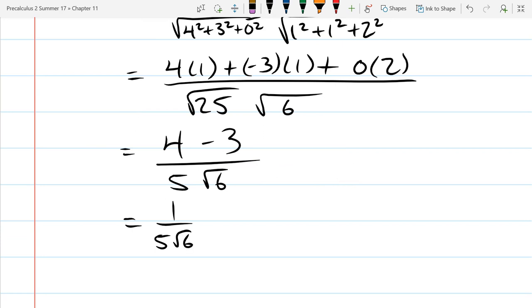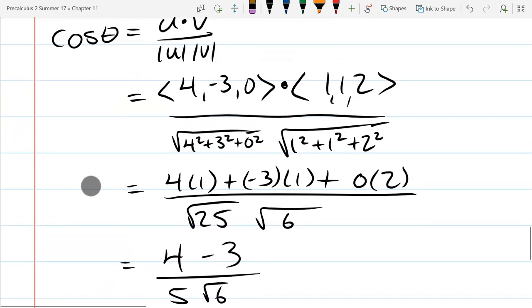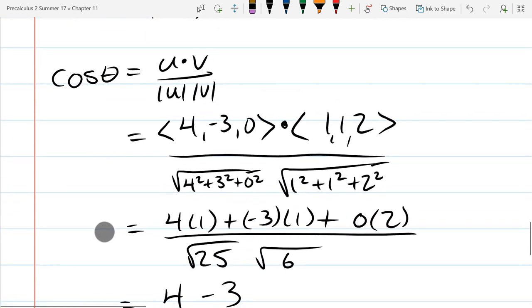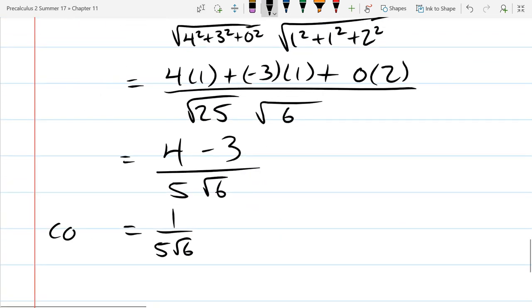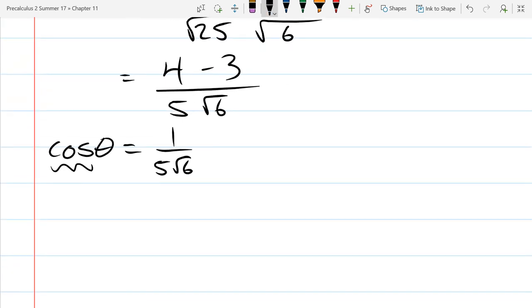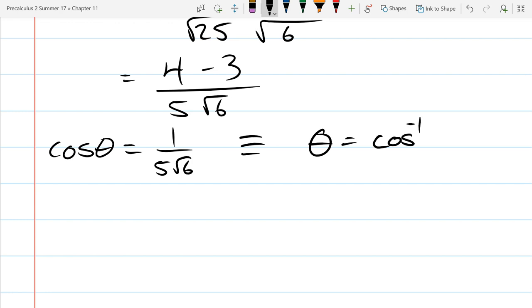All right, so what in the world is this? Well, let's look where we started. This thing that we're looking at is the cosine of theta. So how do we solve for theta? We have to get the cosine out of here. Well, we're going to use the inverse cosine function. So we're going to move the cosine to the other side with the cos inverse function.